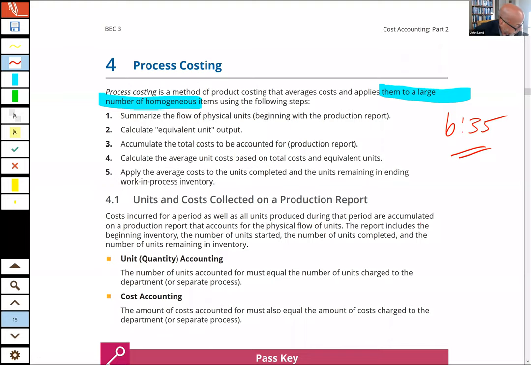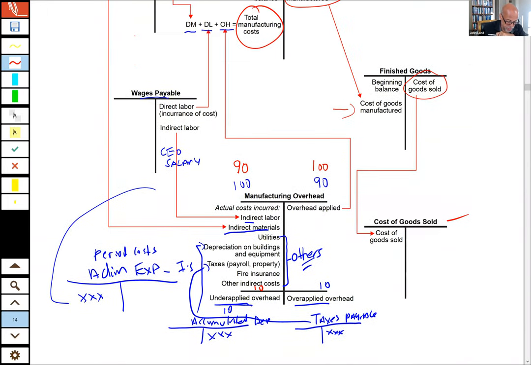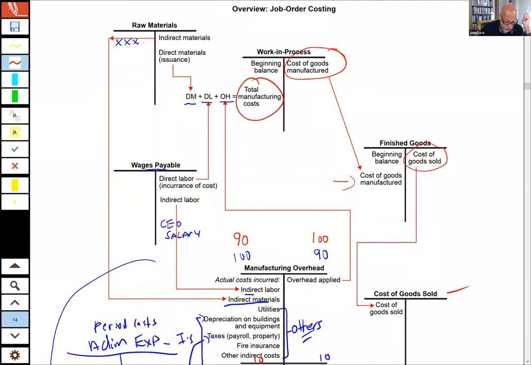Okay, guys, let's go ahead and get started back. And I've started the recording again. Before we get into the formal discussion of process costing, we showed you these T accounts over here, these different accounts: raw materials, work in process, finished goods, and then of course, how that relates to cost of goods sold.